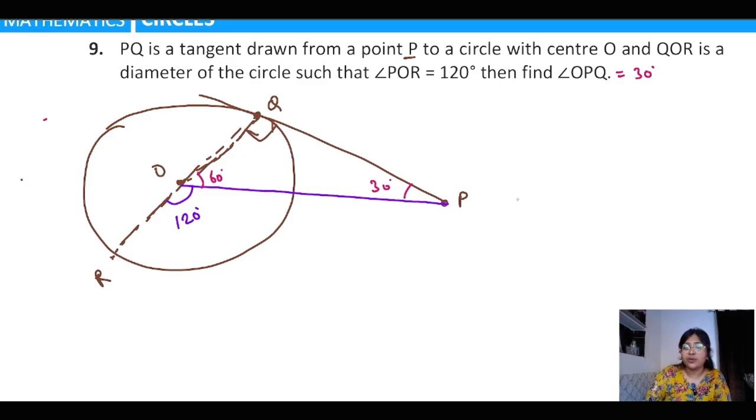I think you can write the whole solution on your own. If you have any doubt, you can comment. Okay, first we found that it is given in the question that this angle measurement is 120. So with the help of linear pair, we found angle QOP. Then in the right angle triangle OQP, we applied the angle sum property. Is this clear to you? Okay, now moving to the next question.